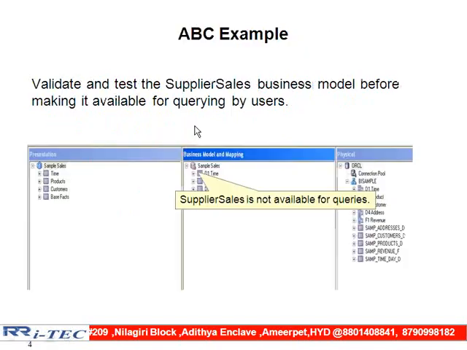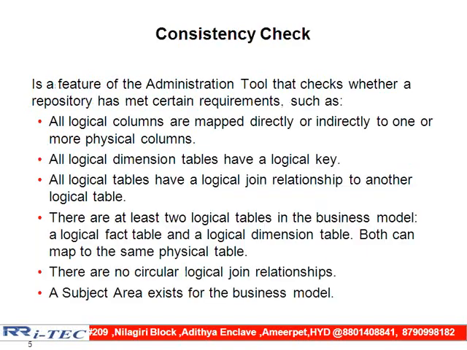We'll see it. First, this is what we created: the physical layer, the BMM layer, and the presentation layer. If you see here, supplier sales is not available for queries. The wrong mark is available, right? Once we check this, automatically it will come into the normal position. Let us go and see that.